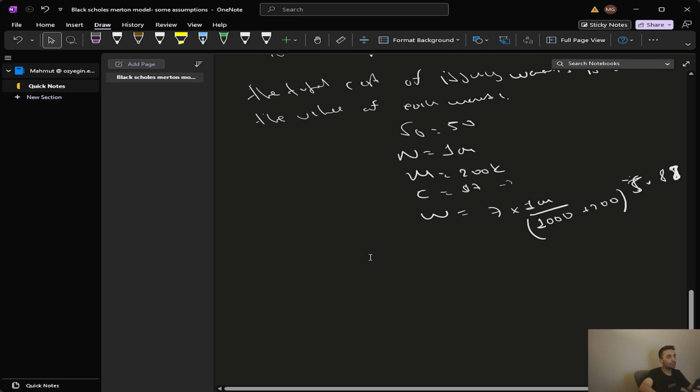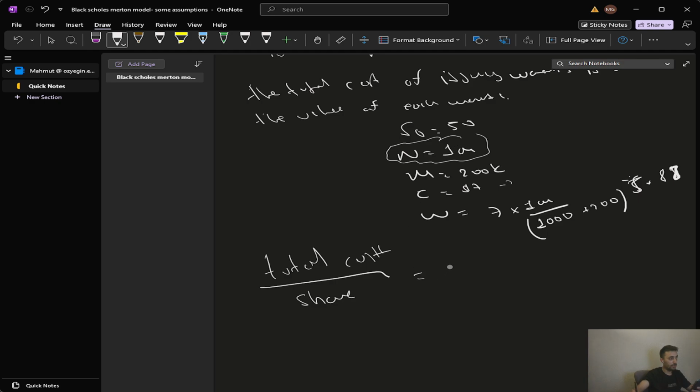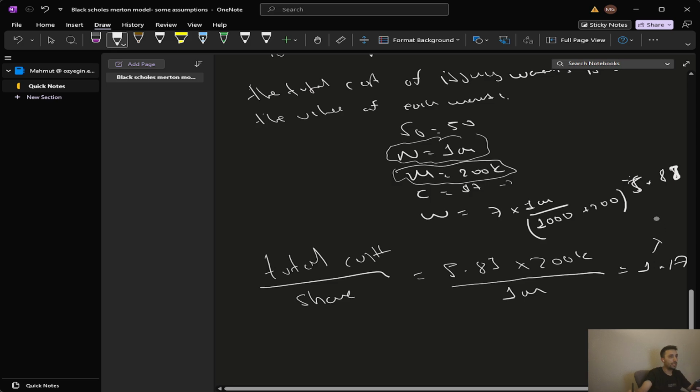So we should find the total cost and our share. Total cost over share. What is our share? This is our share. And what is our cost? Cost is 5.83 times 2k plus M, 200k, over scale 1, and this is 0.5k. This is the change, delta. This is enough for warrants. These are really enough for warrants.